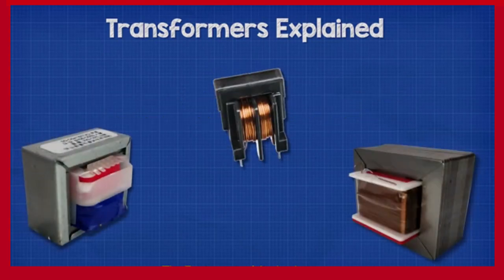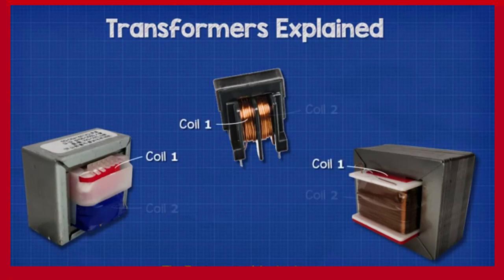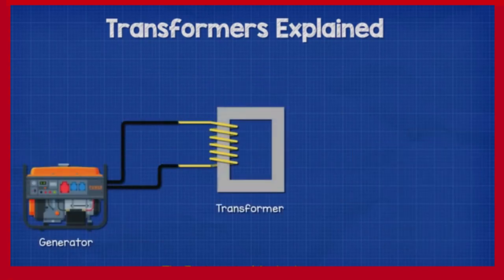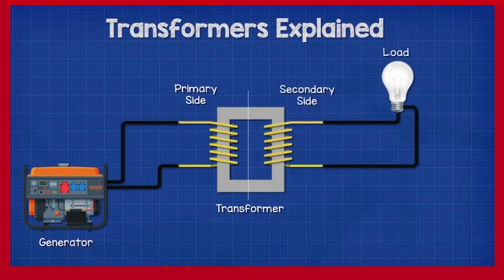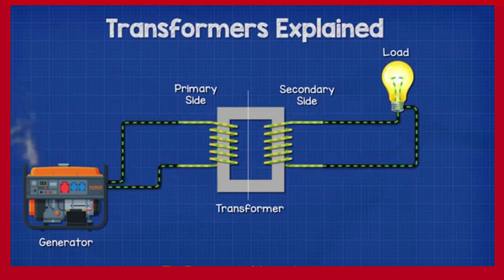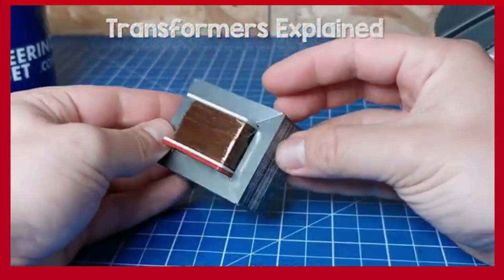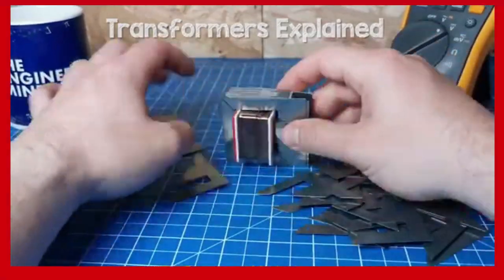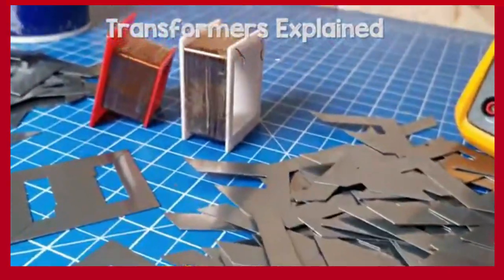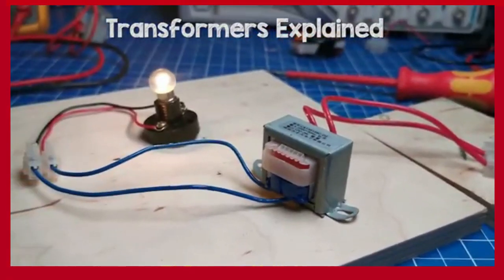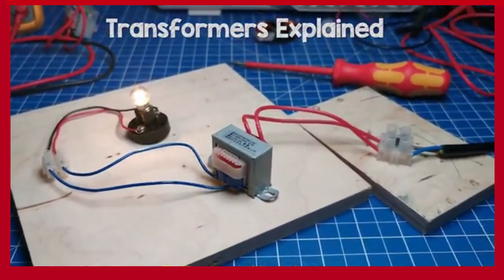There are lots of different ways to construct a transformer. I have some small common examples here, but they are essentially just the same thing. They have two separated coils of wire wrapped around an iron core. The generator or supply is connected to one coil, known as the primary side. And then the load, which is the thing we need to provide power to, is connected to the other coil. And this is known as the secondary side. If I take this one apart, we can see there are simply two separate coils of wire and lots of sheets of iron. That's it. The transformer is just transferring power between the coils.